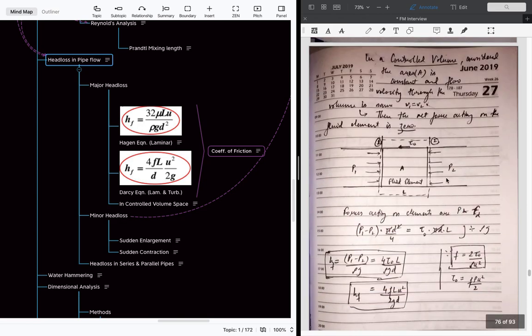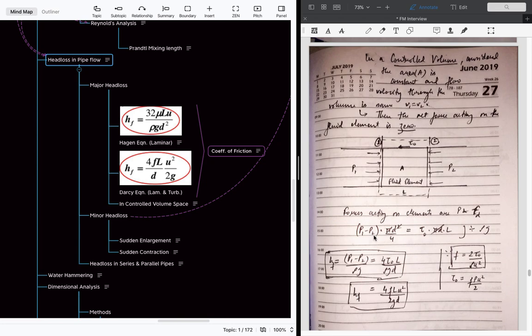So in a given control volume, consider that the area is constant and the velocity is the same at the sections here. That means the net force on this fluid element is 0. At this point, the net force acting on this element is 0. That means the pressure force as well as the shear force or the drag force are equal. That's why it is 0.